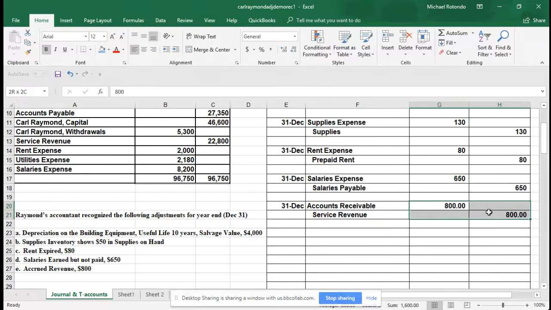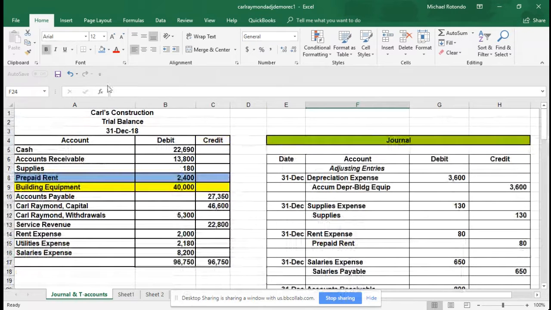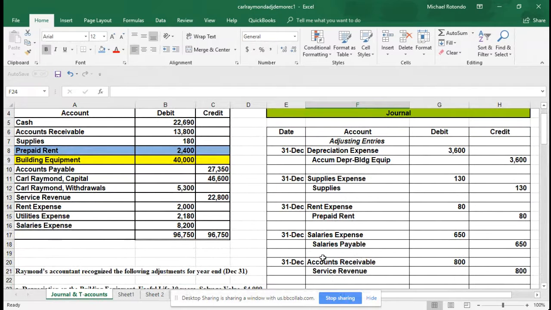We don't need the zeros there. Okay. So these are our adjusting entries for Carl's Construction. Okay, and you can see that these are going to have an impact on the financial statements. So our next step in the next video will be to post these adjusting entries, and then we will create the adjusted trial balance. Thank you for your attention.